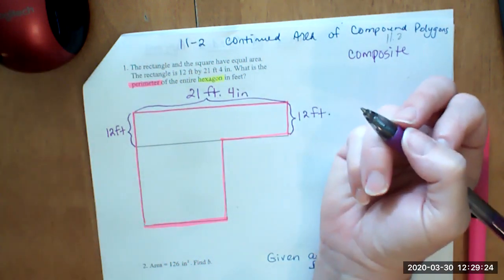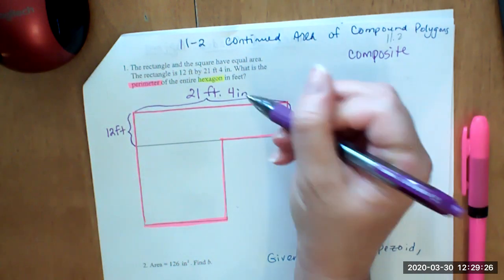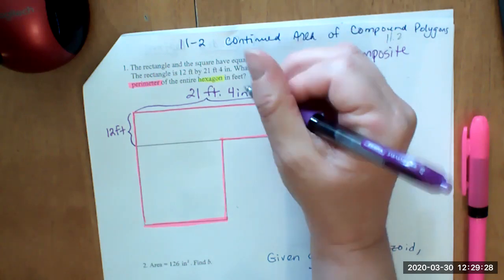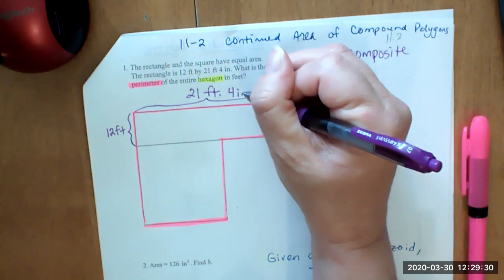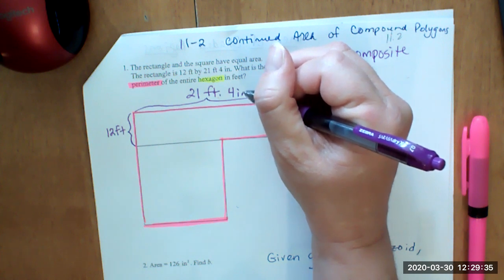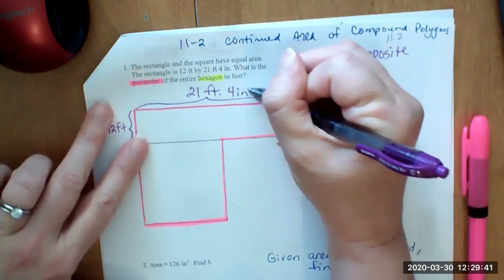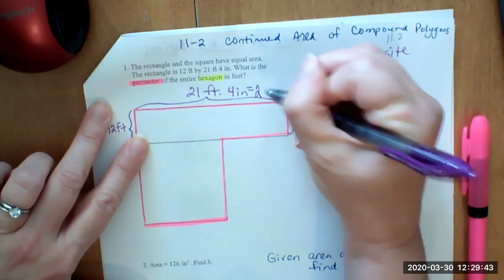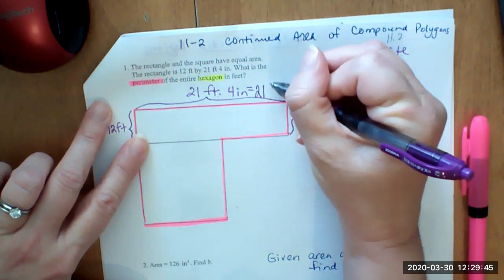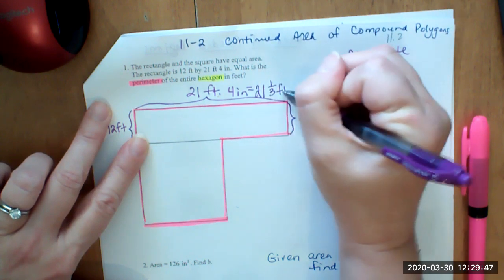Okay. Now I can see I've got feet here, so I'm going to go ahead and change this. We know that there are 12 inches in a foot. And this is 4 inches, so that's 1/3 of a foot. So we'll say that this is 21 and 1/3 feet, okay?